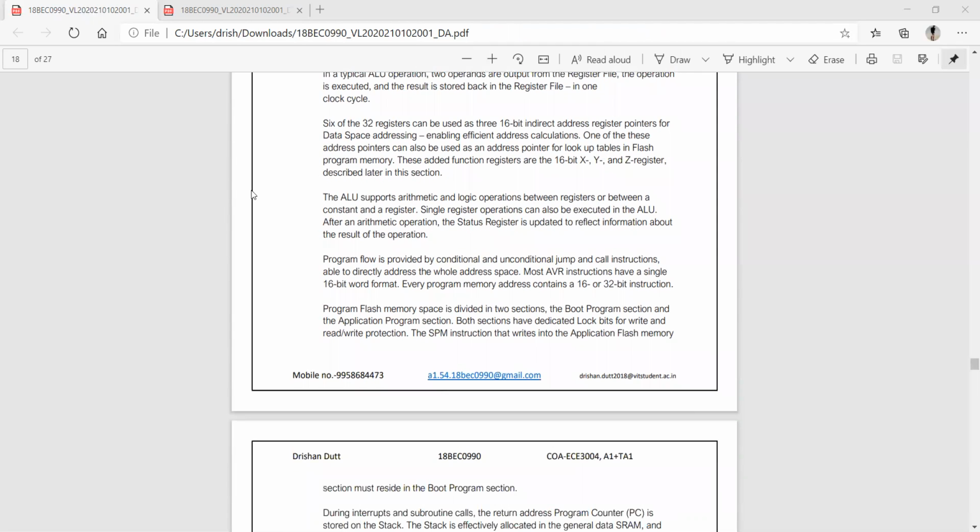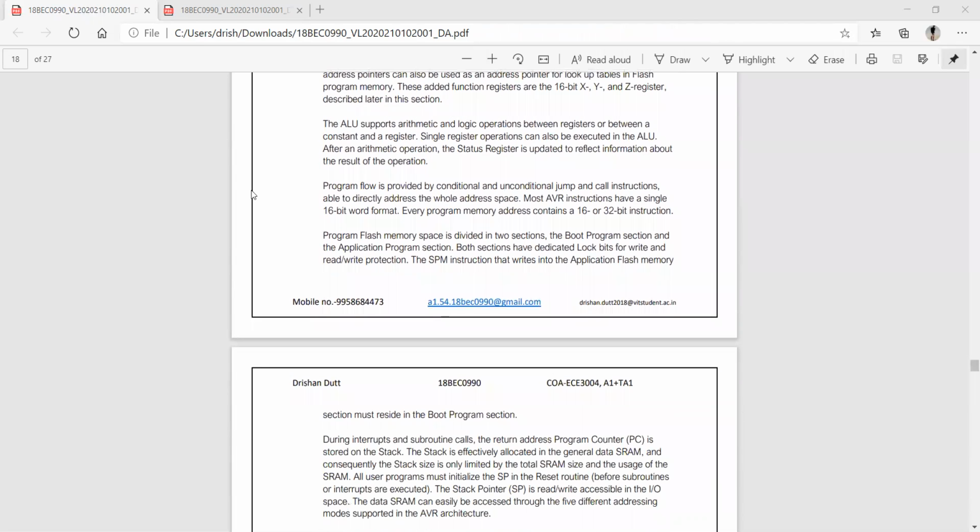Program flash memory is divided into two sections: the boot program section and the application program section. Both sections have dedicated lock bits for write and read/write protection. The SPM instruction that writes into the application flash memory section must reside in the boot program section.